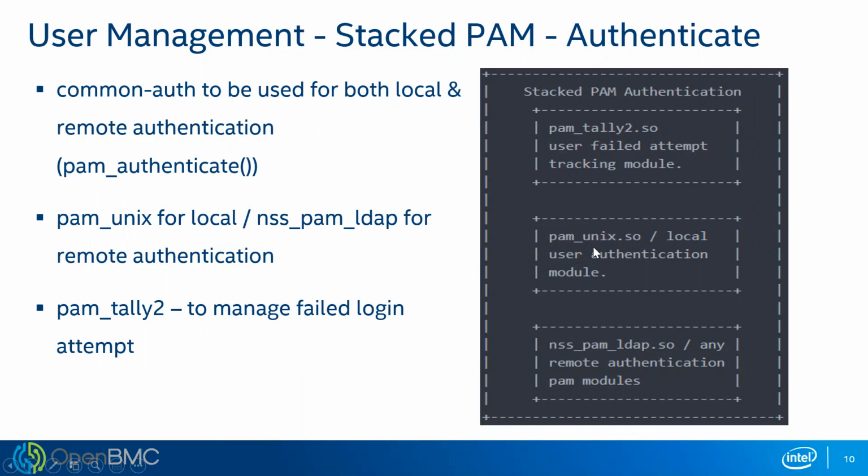Similarly, PAM Unix is used for all your local user authentication. So when you try to log in, first we search if there is any user locally present in our BMC file system, and if there is, the password match will happen. And if it fails, of course, it will go out. But if not, then if your LDAP is enabled, we'll go ahead and check whether that user exists in an LDAP account. And if that succeeded, then we'll see that the user is authenticated, and we will move on to the next stuff.